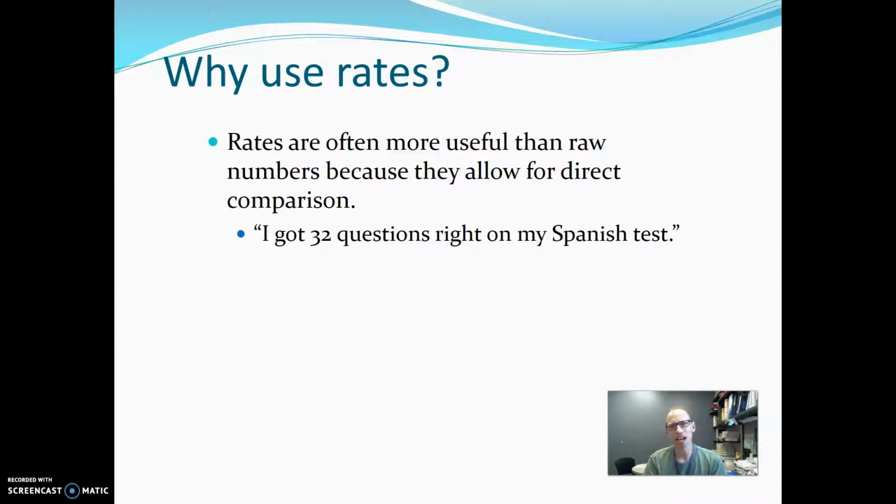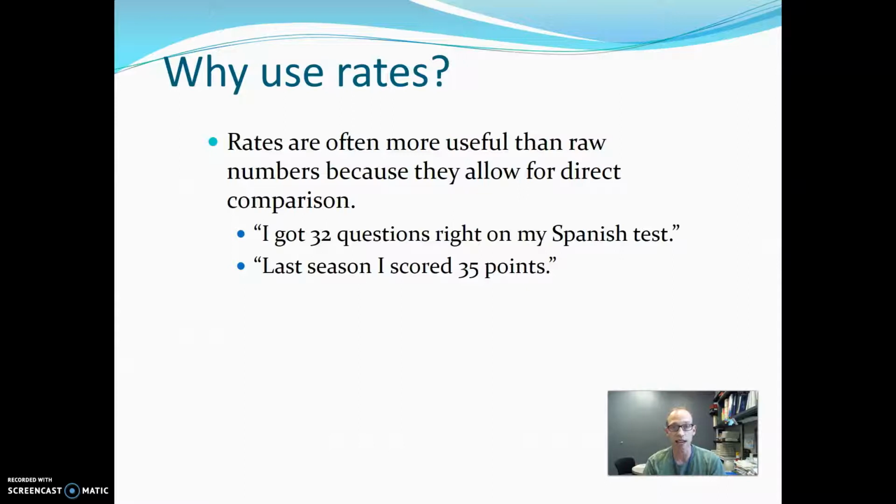Whereas if someone says, I got a 98% on my Spanish test, right away, you don't know how many questions there were, but you know that they got most of the questions right. So there's where a rate or a percentage would give you more information than just the raw number of questions getting right. Let's say someone says, last season I scored 35 points.